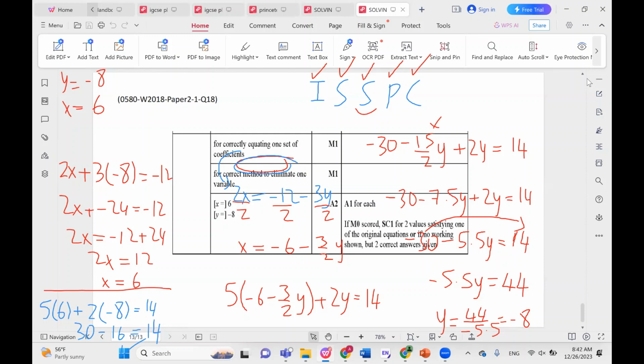Let's check the marking scheme. You can probably see the answer is correct. x equals 6, y equals negative 8.